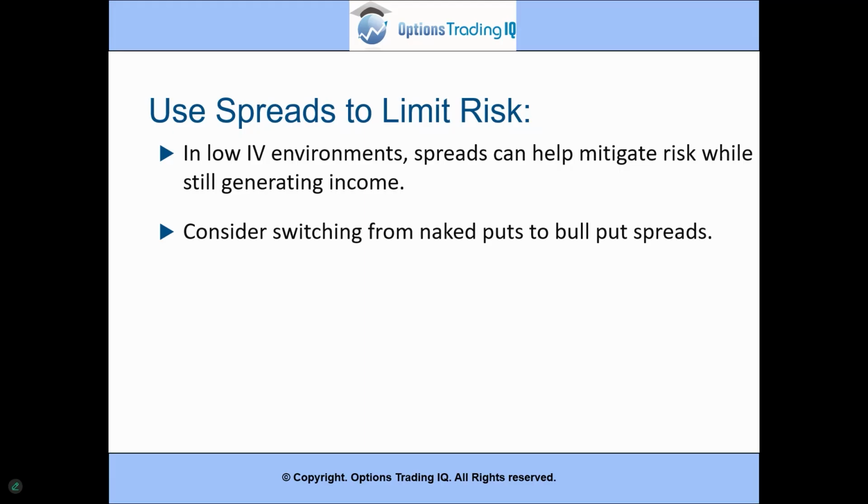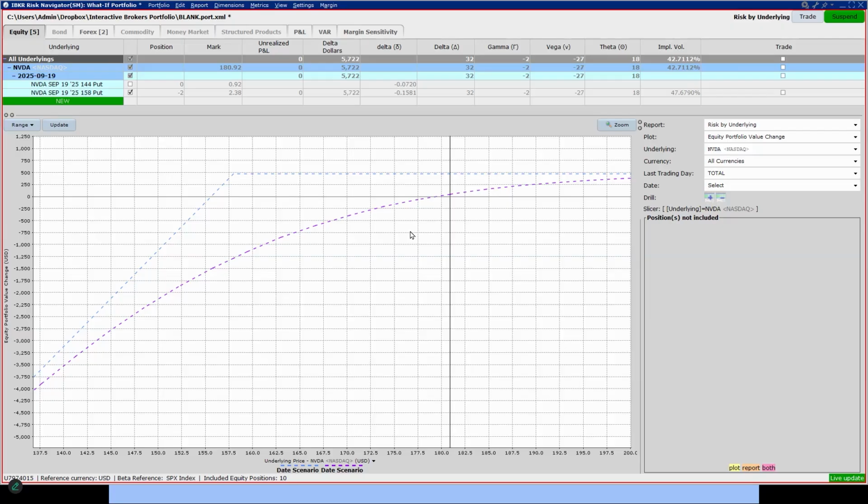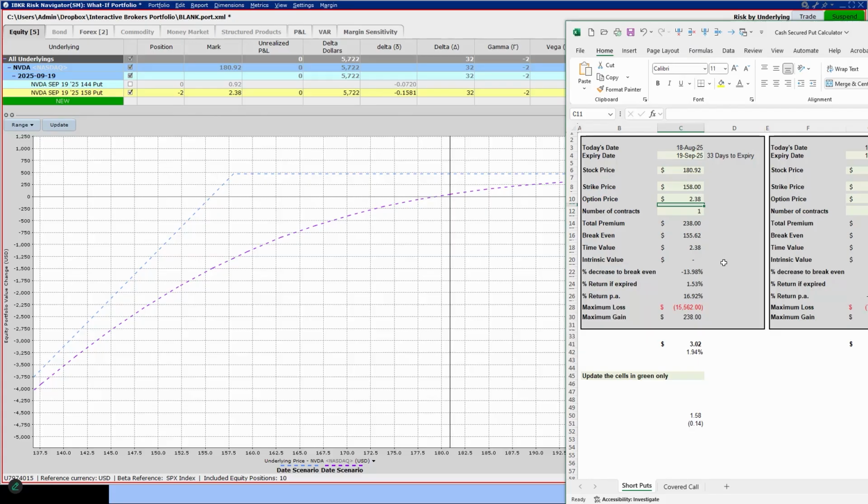Let's take a look at an example. In this example, we're selling puts on everyone's favorite company, Nvidia. We're going out to September. We're getting all the way down to the 158 strike with that 15 delta. And for 2 contracts, we're generating about $480 in premium. So pretty healthy return. If we plug that into our cash secured put calculator, we can see we're getting roughly 17% annualized return if the put expires worthless, and we've got a 14% decrease to our break even.